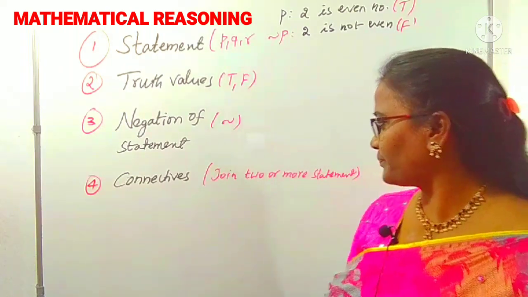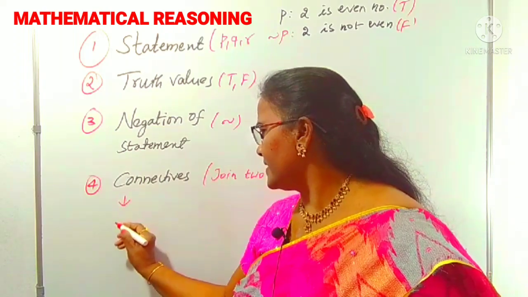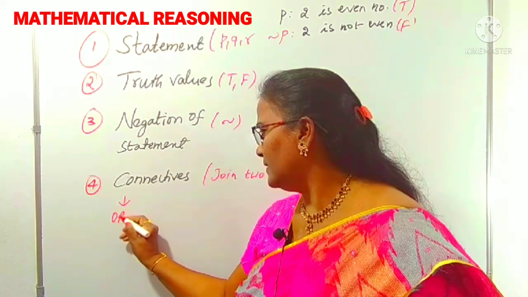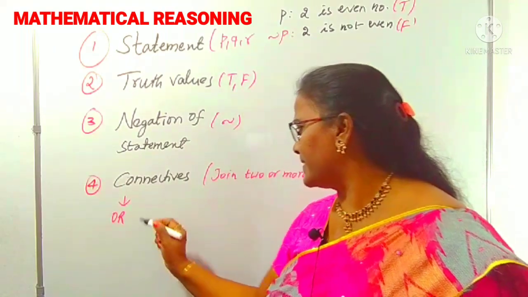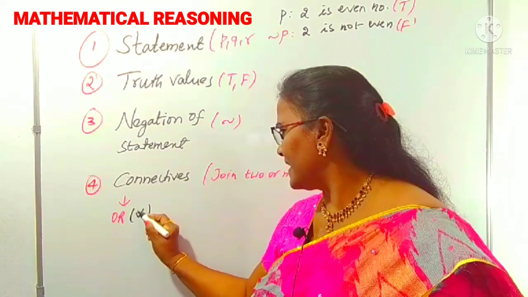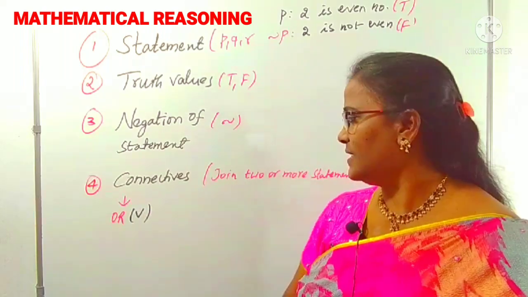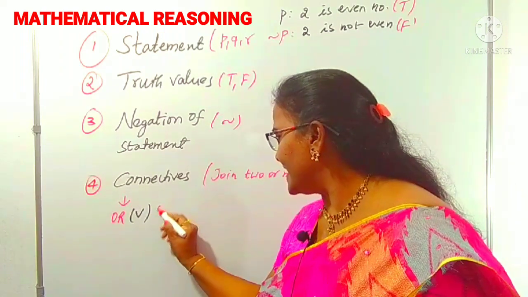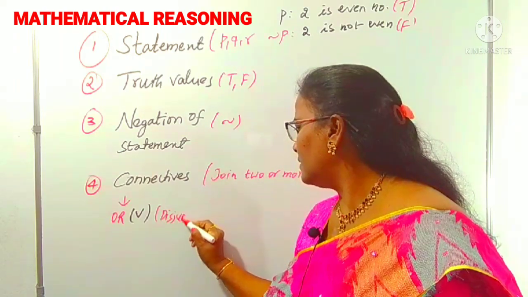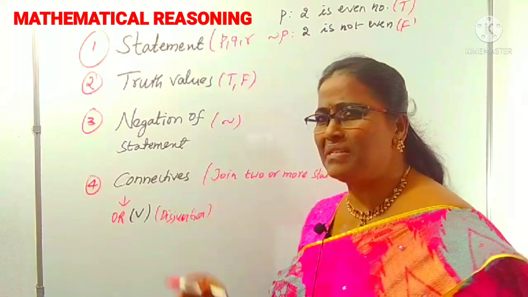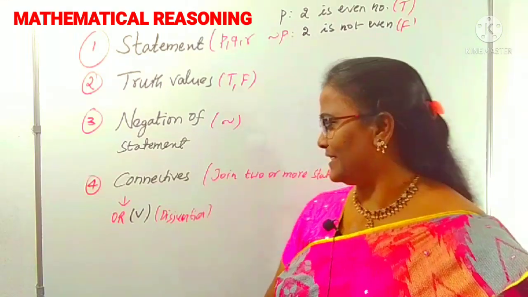First one, connective one is OR. The symbol you have to know is V. Just like V, we have to write V, and it's also known as disjunction. Disjunction means separation. OR means separation, right?